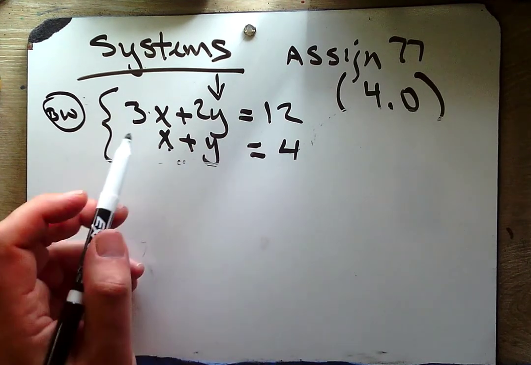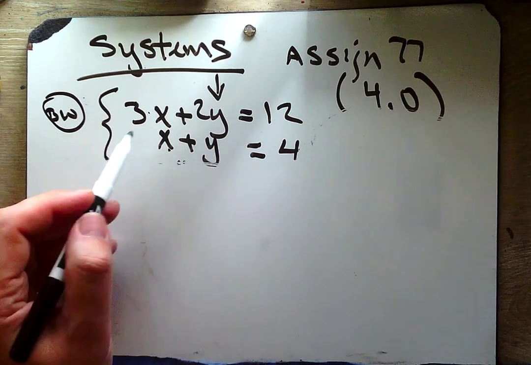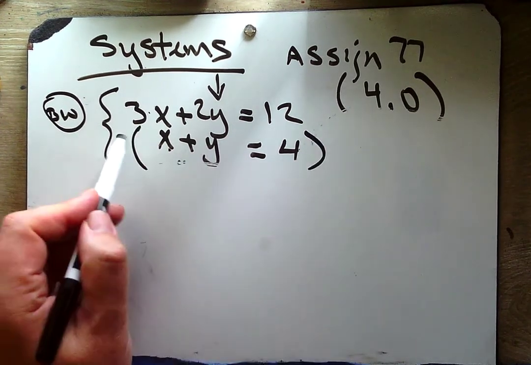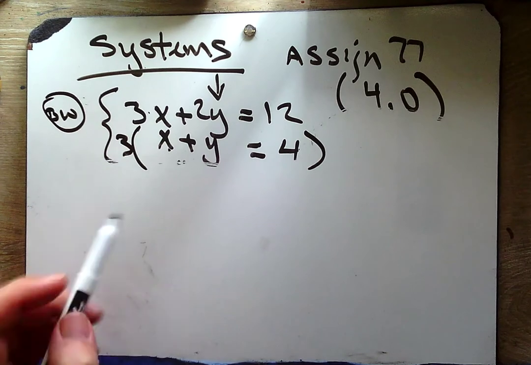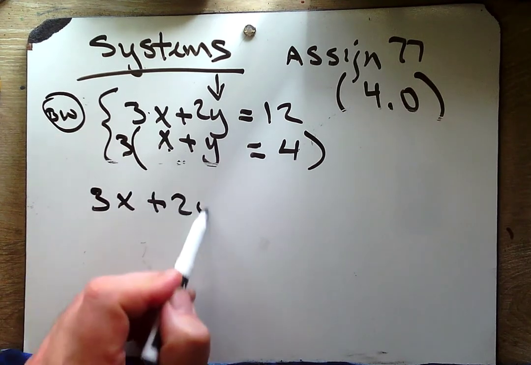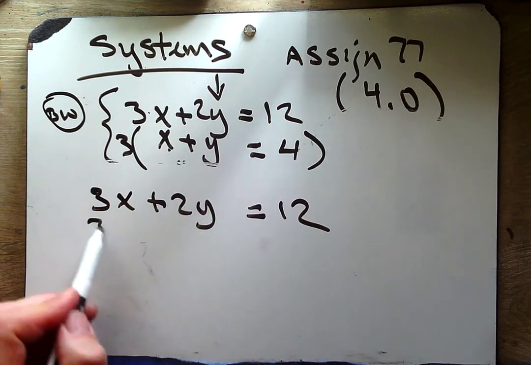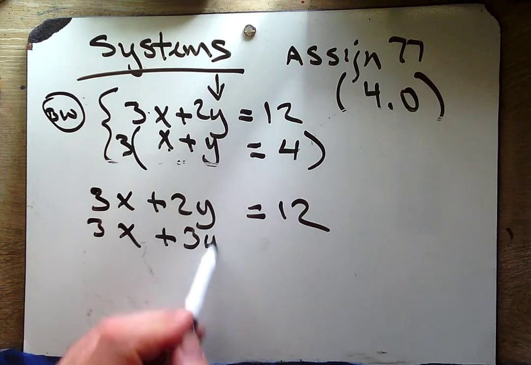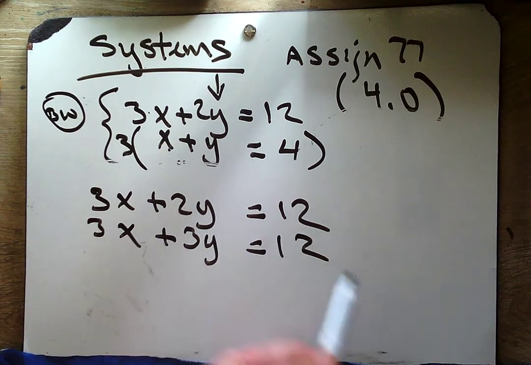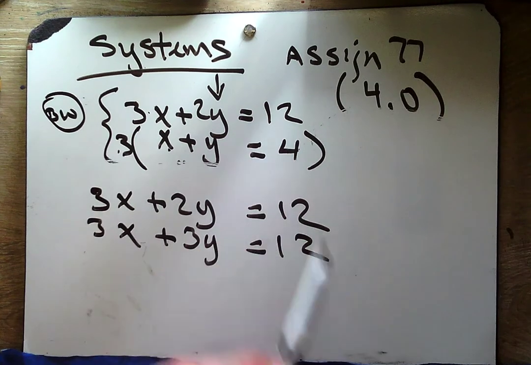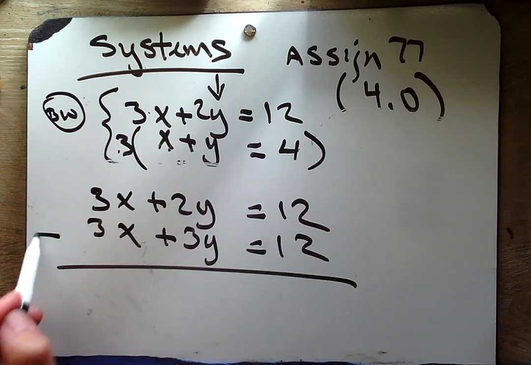But I know that many of you wanted to do this with elimination. So for those of you, I'm going to multiply this by 3. My top equation stays the same. But the bottom equation is now 3x plus 3y equals 12, right? 3 times 4. And I subtract.